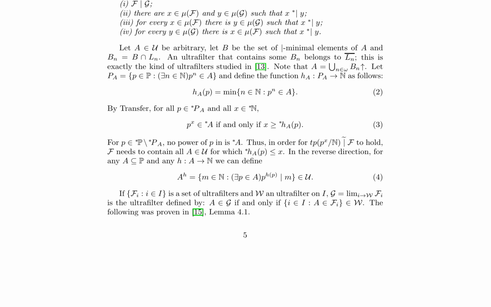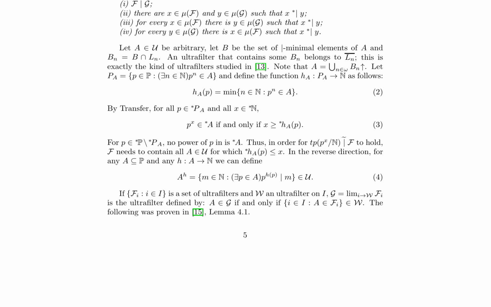The concept of A-sets, subsets of P, is introduced, along with a function h_A: P_A → N that maps each p ∈ P_A to the minimum n ∈ N such that p^n ∈ A. The relationship between h_A, P, and the divisibility relations, and *, is explored, showing that for p ∈ *P \ *P_A, no power of p^n is in *A. This implies that F needs to contain all elements of U for which *h_A(p) is less than or equal to x in order for Tp(p^x, N) = F̃ to hold.